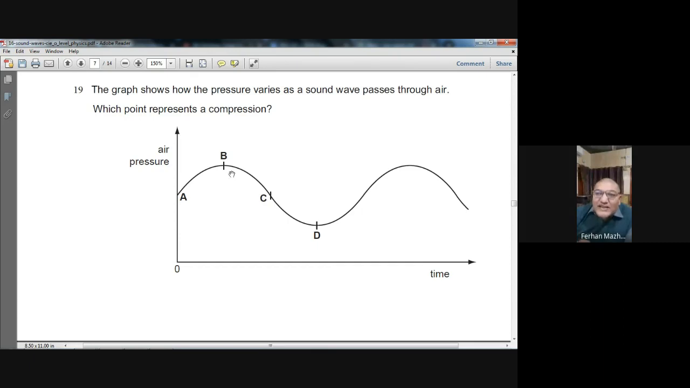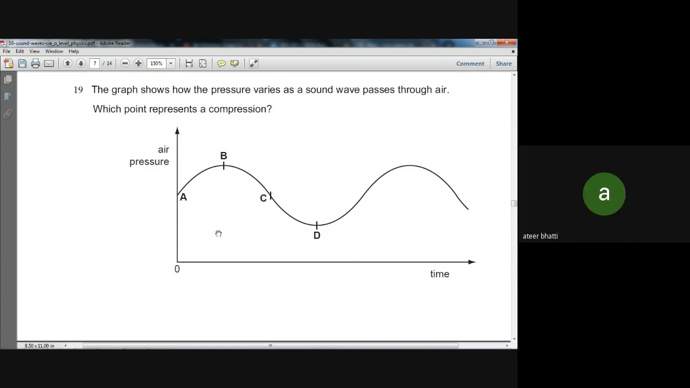Why is the pressure not maximum at point C? Yes, sir, pressure is represented on the y-axis. So the pressure at the compression is maximum. So where is that point? Pressure is maximum at B. So what's the choice? B part. B is at the highest pressure, so there it represents the compression.